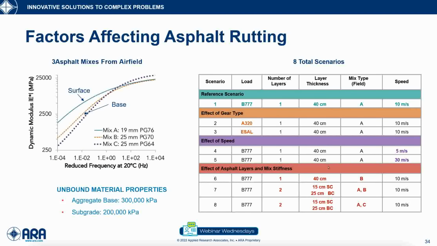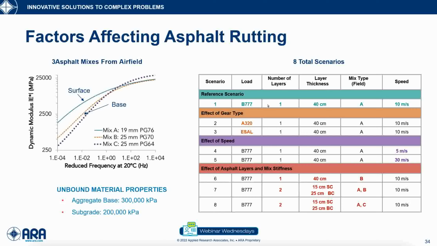So what are the factors affecting my rutting now? Again, using these mixes from the airport, I will take a reference scenario. Let me do the analysis for rutting using, first of all, a reference scenario, which is a B777-300. I will assume I have one layer that's 40 centimeters thick in my pavement structure. It comprises mix type A, and it is for a speed of 10 meters per second. The aircraft speed is at 10 meters per second.